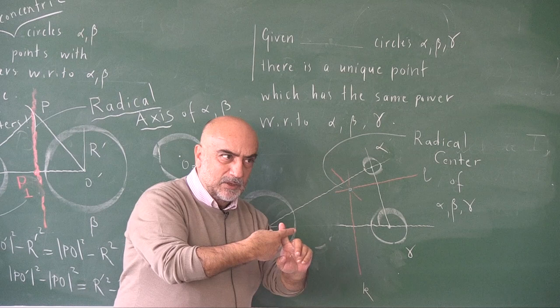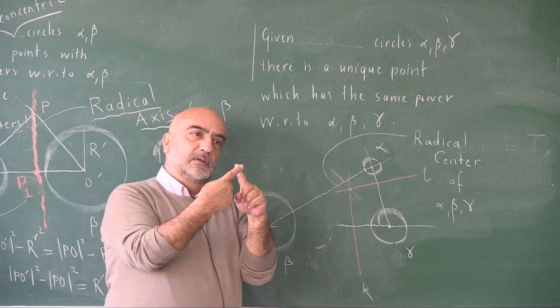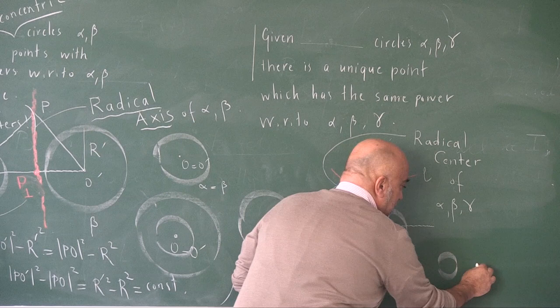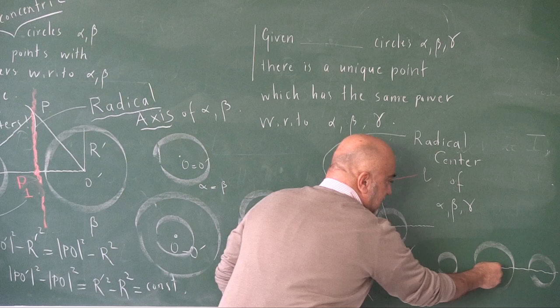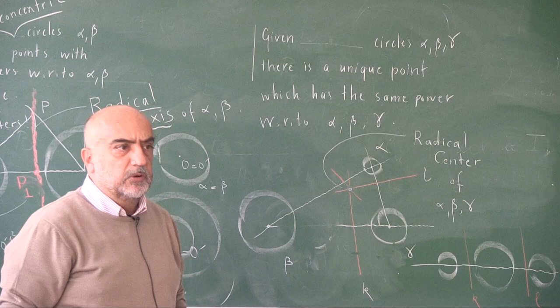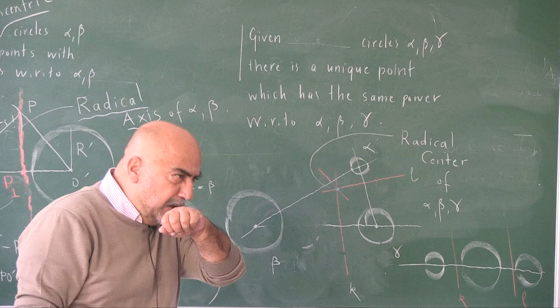Well, in Euclidean geometry, your lines can be parallel. So how can K and L be parallel? Of course, they can be parallel if your alpha is like this, beta is like this, and gamma is like this, so that the three centers lie on a straight line. So that, for instance, the radical axis K is like this, and the radical axis L is like that. That kind of situation we would like to avoid. We would like to preclude that possibility. So the blank should be filled with, given.